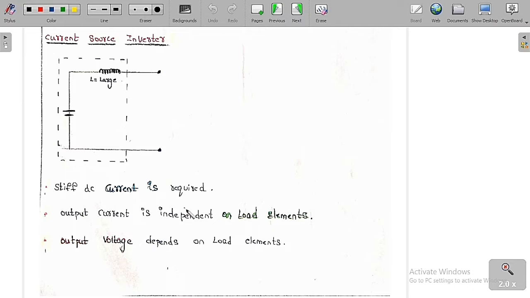And here freewheeling diodes are not at all necessary. In this current source inverter, the freewheeling diodes are not at all necessary, whereas the output current is independent of the load elements. No matter whatever the load, the output current will always be the same, whereas the output voltage is going to depend upon the load elements. This is a brief introduction about the voltage source inverter and also the current source inverter.